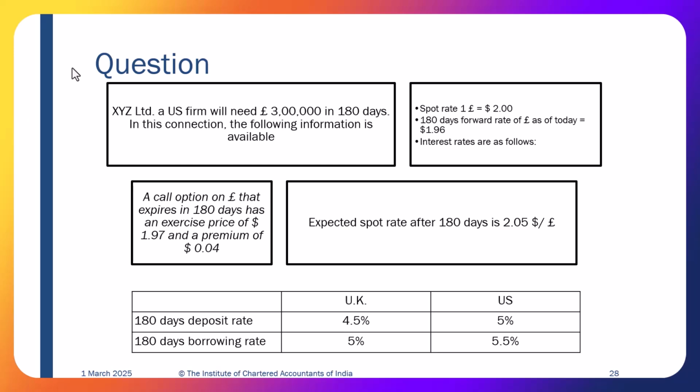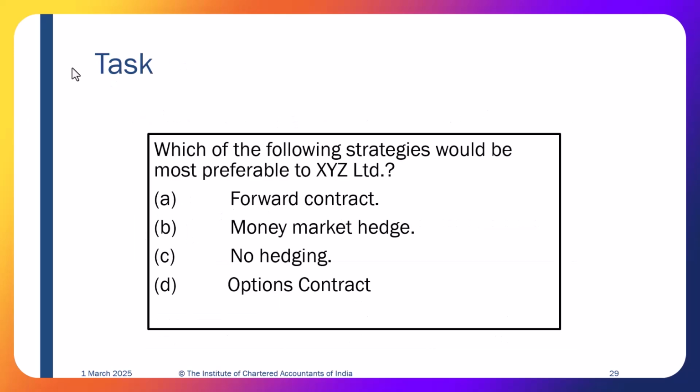Interest rates are as follows, given at the bottom. Now I have a call option of pound that expires in 180 days, with an exercise price of $1.97 and a premium of $0.4. So you can take a call option, or you can take a forward contract, where the rate is given, and the interest rates are also given. The expected spot rate after 180 days is $2.05 per pound. Interest rates are given in the UK as well as the US.